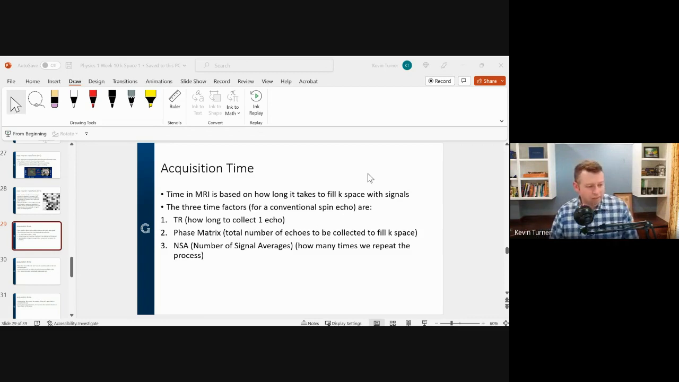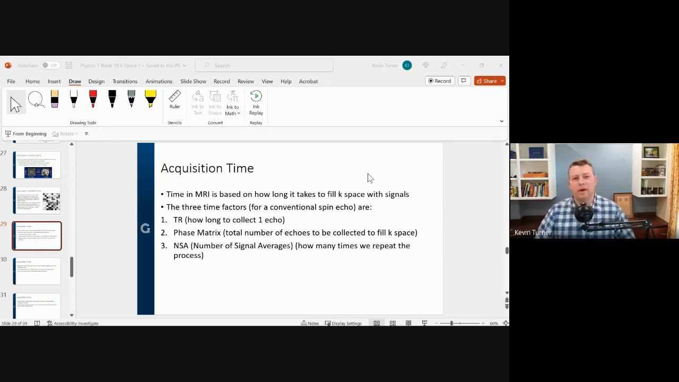So the time equation for conventional spin echo is TR times phase matrix times the NSA. The TR is how long it takes for me to collect one echo. The repetition time is the time from one excitation pulse to the next excitation pulse. So in that TR time period, in a conventional spin echo, I collect one echo. Phase matrix is the total number of echoes that need to be collected to fill K space. So to figure out how long it takes to scan a patient, I need to know how long it takes to get an echo and how many total echoes I need. Those two things together tell me my scan time.